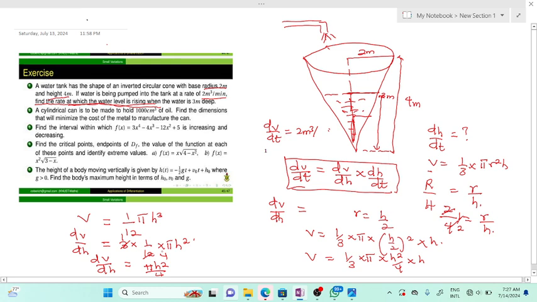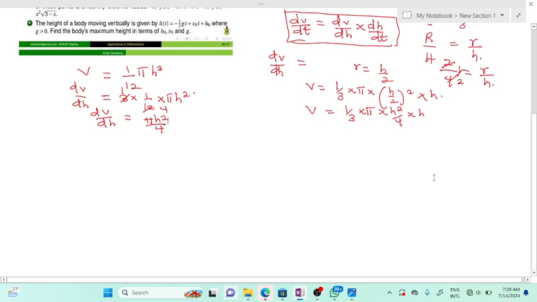So once I have this expression here, meaning that I'm almost through. At this point, I'll come back to my chain rule here. So let's see what we're going to do here nicely.